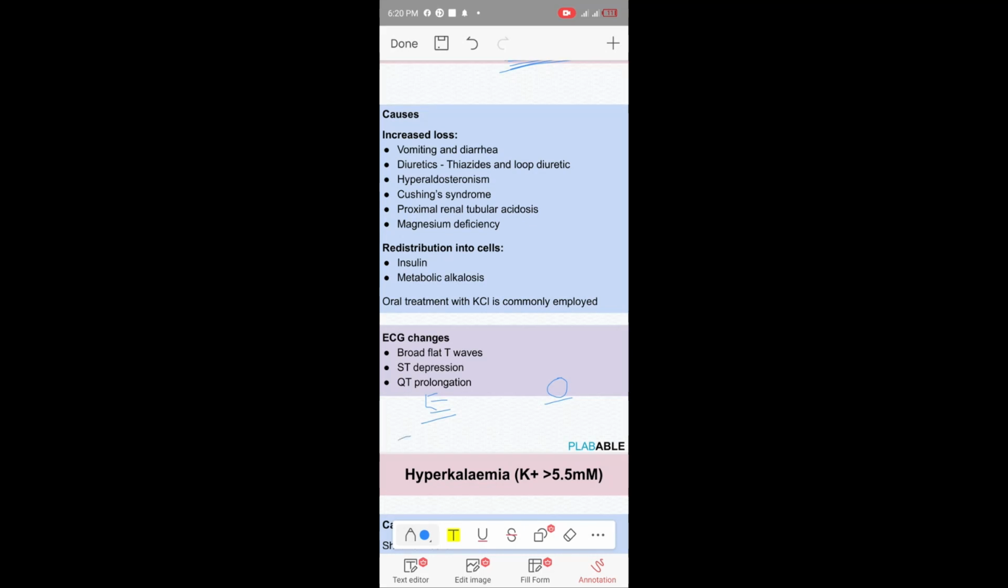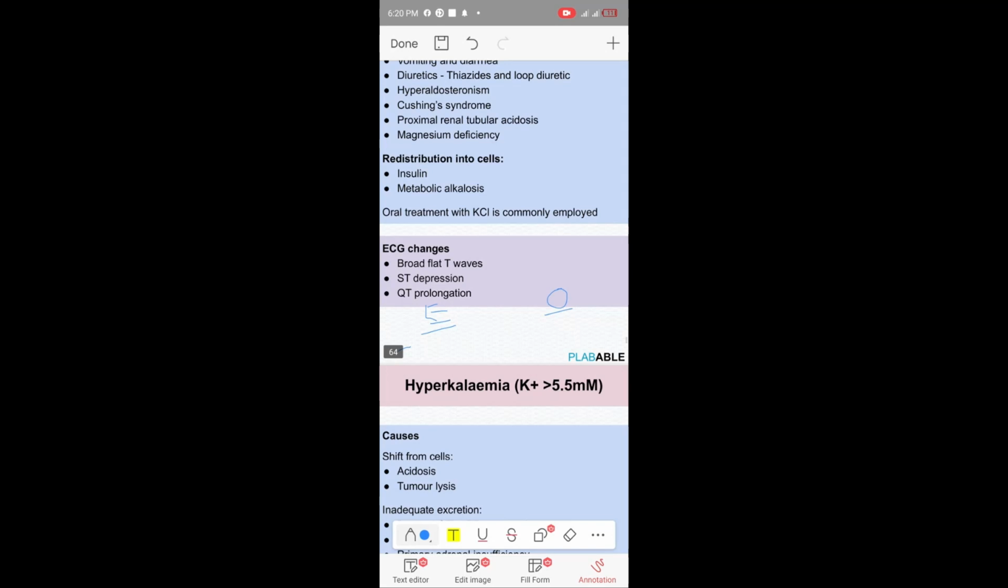Let me start from P, QRS, ST, and T wave. This is how the ECG is. In hyperkalemia, there are tall T waves. This is how you're going to remember. The P wave will be exactly opposite: a flat P wave in hyperkalemia. And in hypokalemia, the P will be large and the T will be flat.